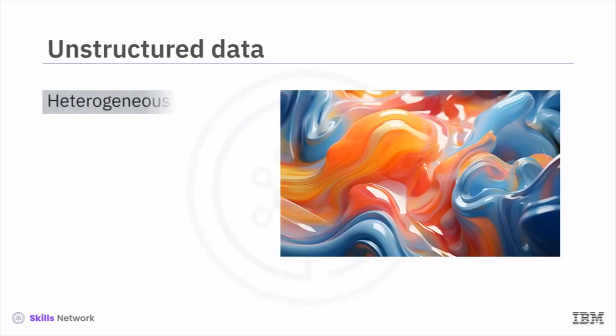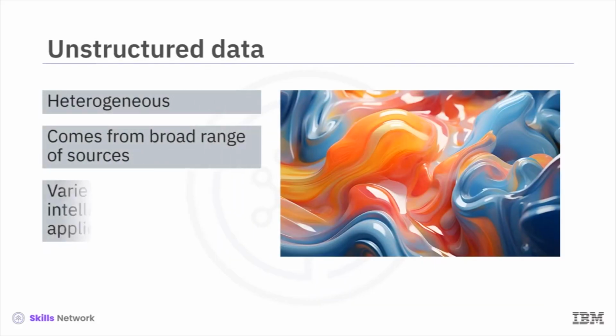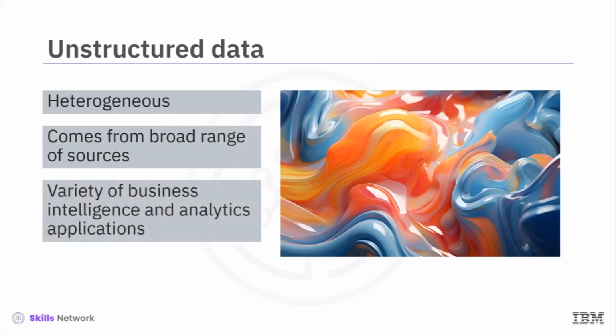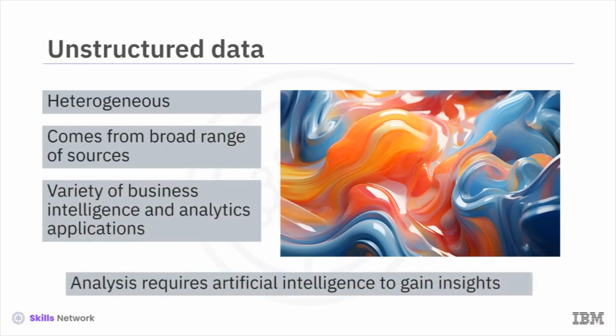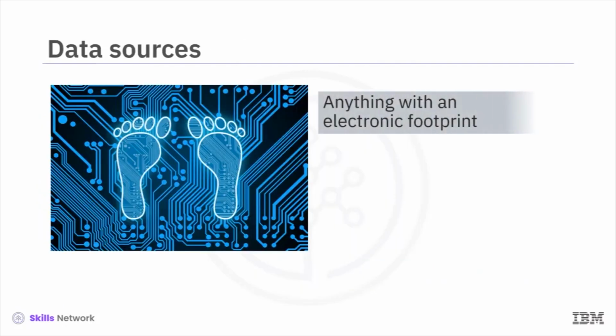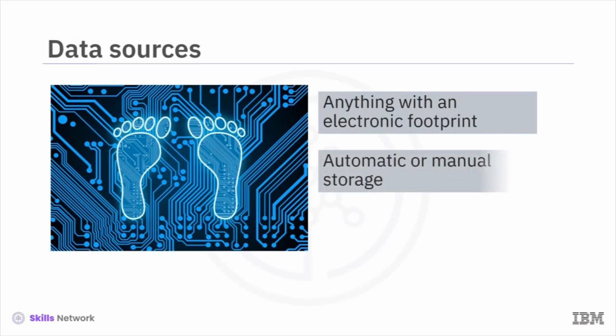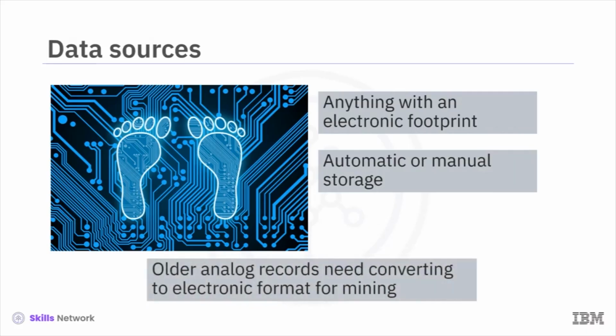Unstructured data is heterogeneous. It comes from a broad range of sources and has a variety of business intelligence and analytics applications. Analyzing unstructured data often requires artificial intelligence to gain insights from it. It is important to know that the data for analysis can be stored from anything with an electronic footprint, whether it's generated and stored automatically or through manual efforts. While older records may exist in analog formats like paper, they typically require conversion to electronic formats for effective mining and processing.